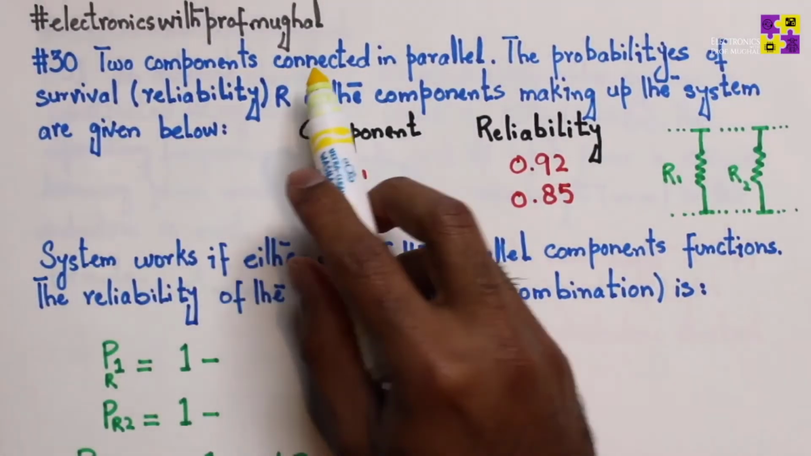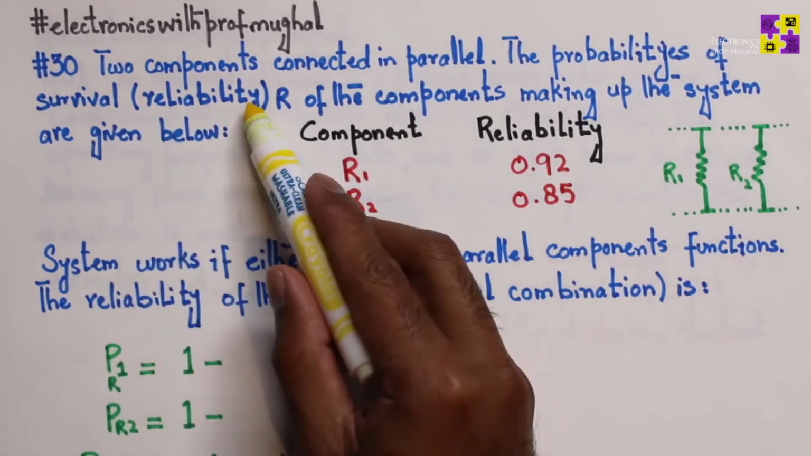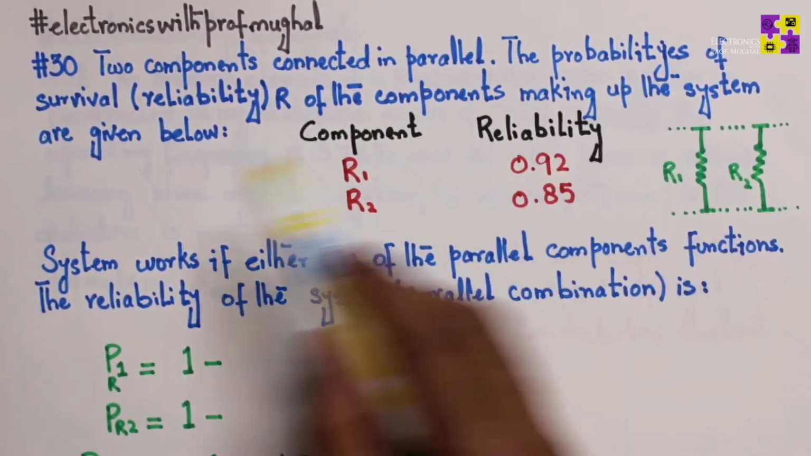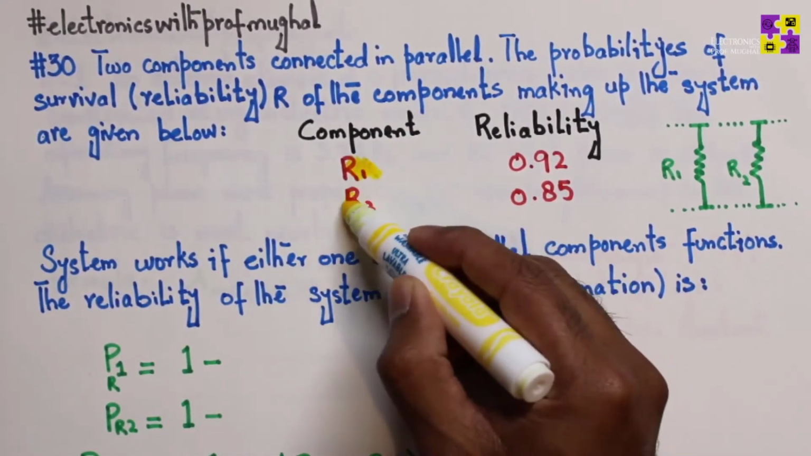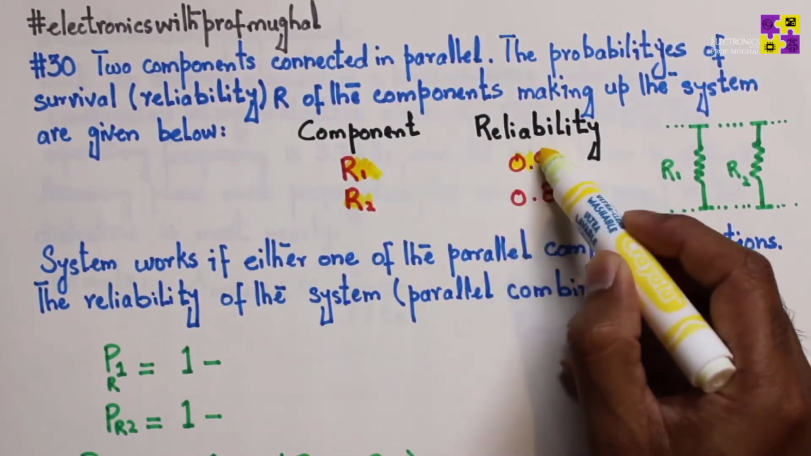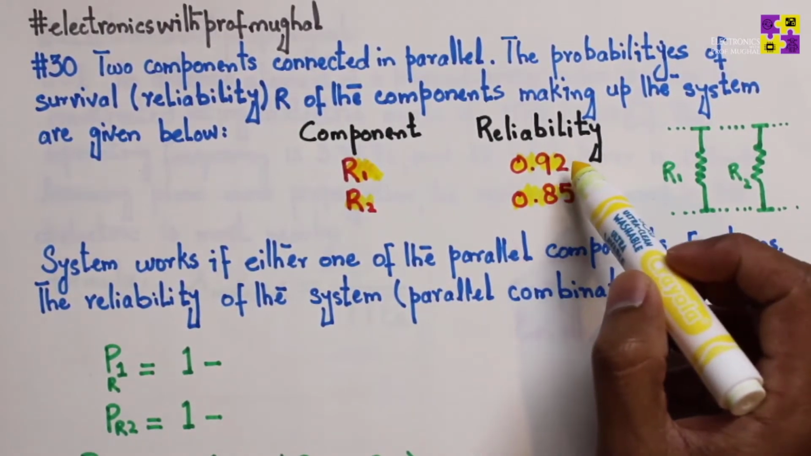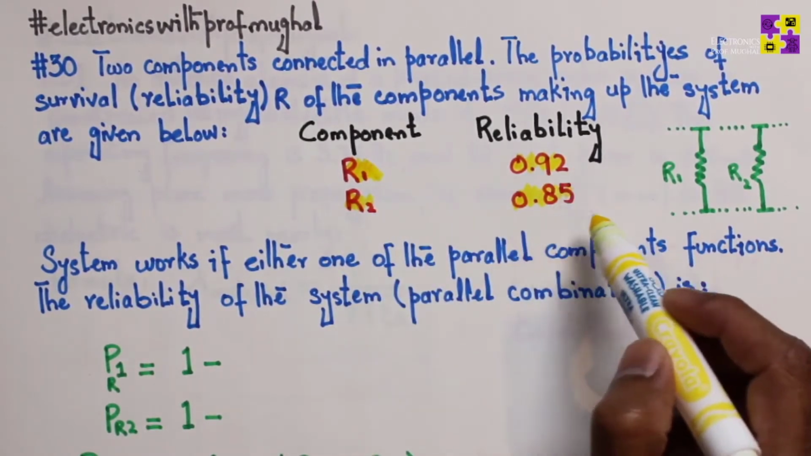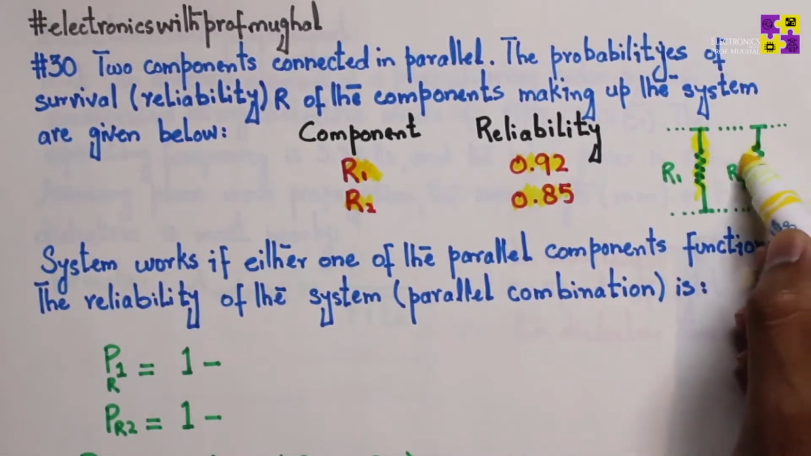The two components connected in parallel, the probabilities of survival (reliability) of the components making up the system are given below. So you've got two components, R1 and R2, and the reliability is 0.92 for one and 0.85 for the other. The reliability can be 1 at maximum, and it's a parallel system where you've got two resistors R1, R2.